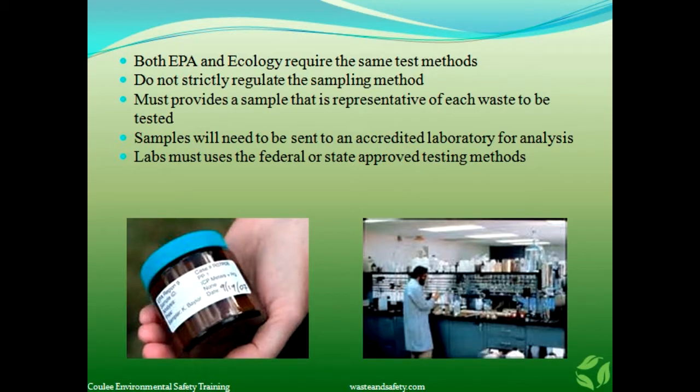But both EPA and ecology require the same test methods to be used for waste designation. However, they do not strictly regulate the sampling method for collecting the samples. Samples just need to be collected in a manner that's going to provide a sample that's representative of each waste to be tested for or to be analyzed.